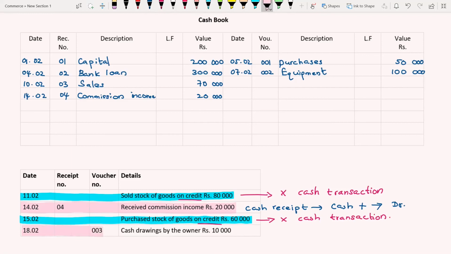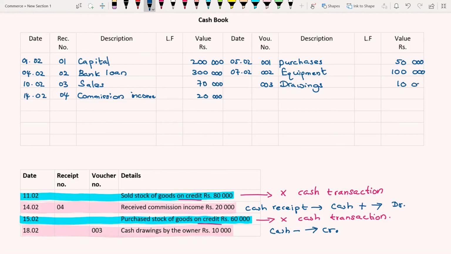The next transaction, 18th of February, cash drawings by the owner. Here the cash decreases, therefore we need to credit this transaction. So on 18th of February, 003 is the voucher number, drawings, and the value is 10,000.